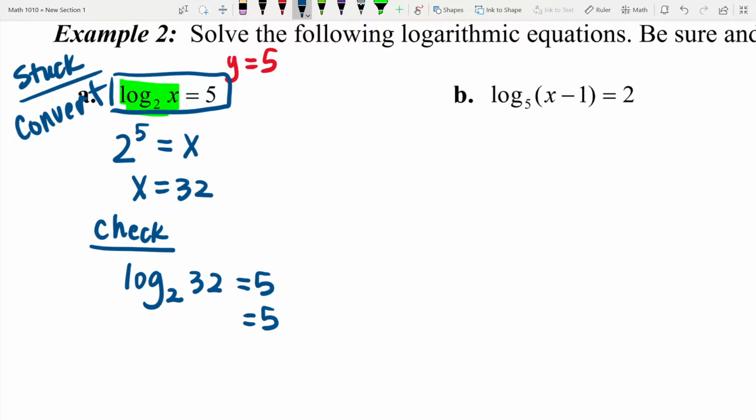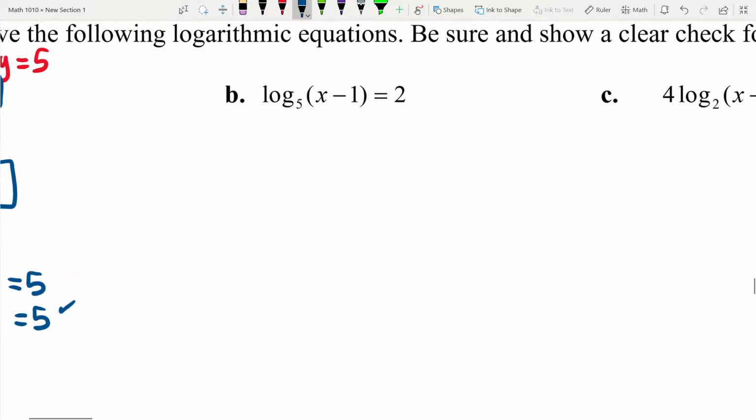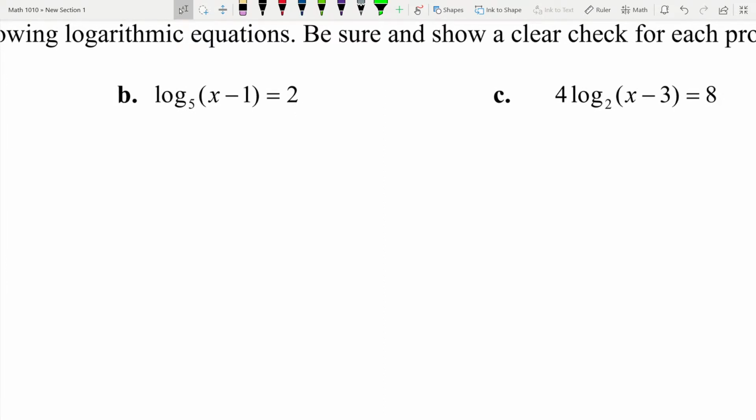So the way that you put log base 2 of 32 in your calculator, guys, is you go log 32, close it off, divided by log 2, close it off, enter, and I ended up with 5 equals 5. So if I get the same number on both sides, it totally checks out. My answer is x equals 32, and I'm done. Okay? Question B. Everybody in the room answer this question. Are we stuck? Yes or no? Are we stuck?